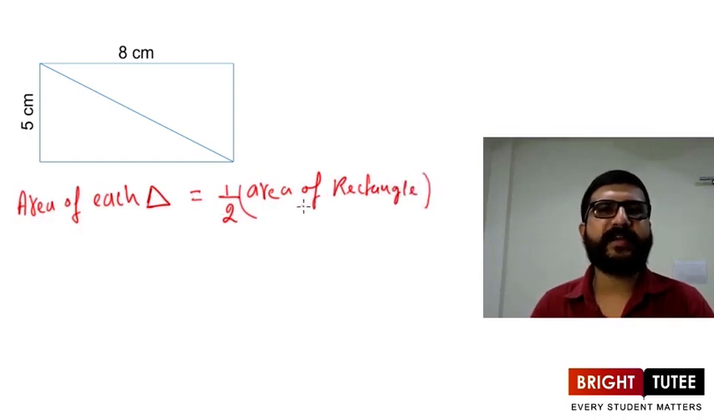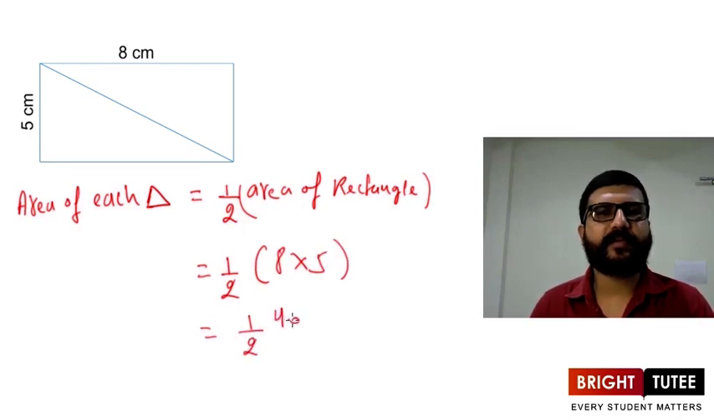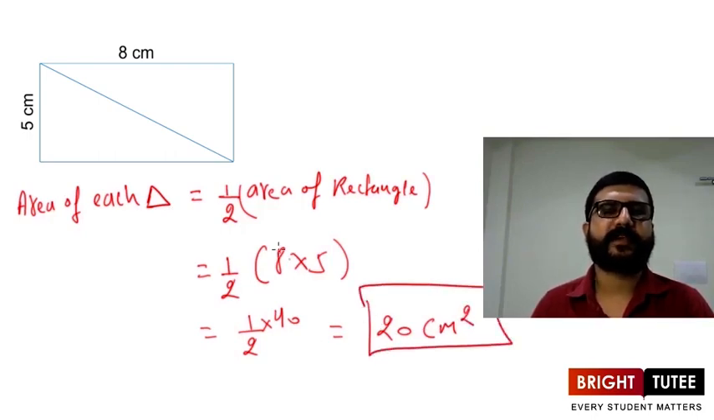Now here we know how to find area of rectangle. It is length into breadth. So it will be half into 8 into 5. Now by simplifying this, we will get half into 40. Now this will be equal to 20. So it means area of each triangle is equal to 20 square centimeters. So this time what we did, we have taken one rectangle and divided it into two triangles, and from there we got area of each triangle is equal to half of the area of rectangle.